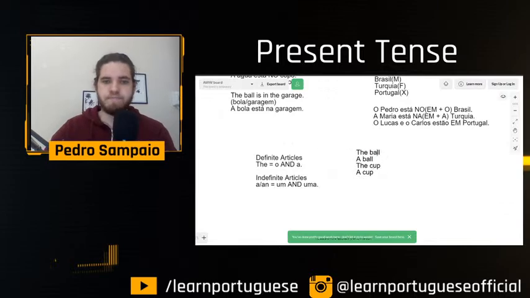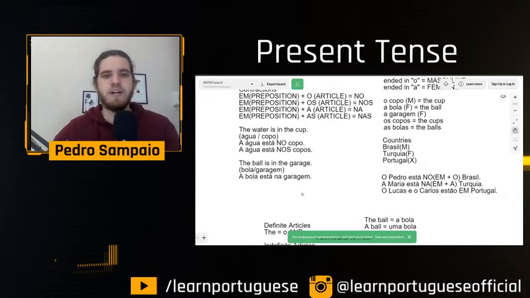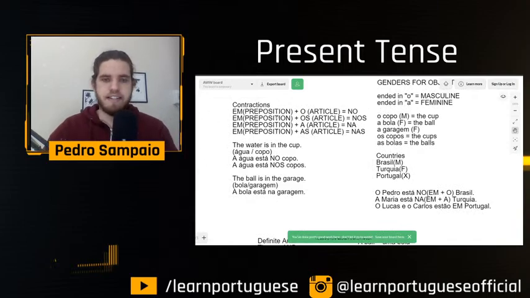Okay, so let's use the articles. The ball, a bola, a ball, uma bola, the cup, o copo, and a cup, um copo. So why am I talking about this? Because Matt brought up that we have more contractions. These are the contractions with the definite articles, and we also have contractions with the indefinite articles.